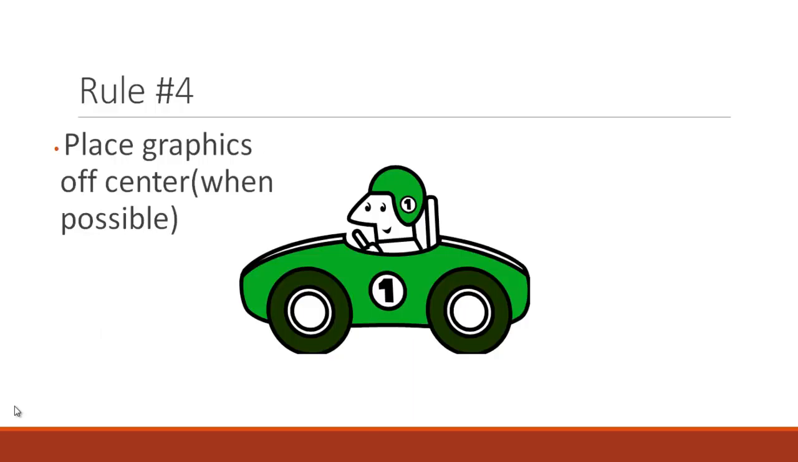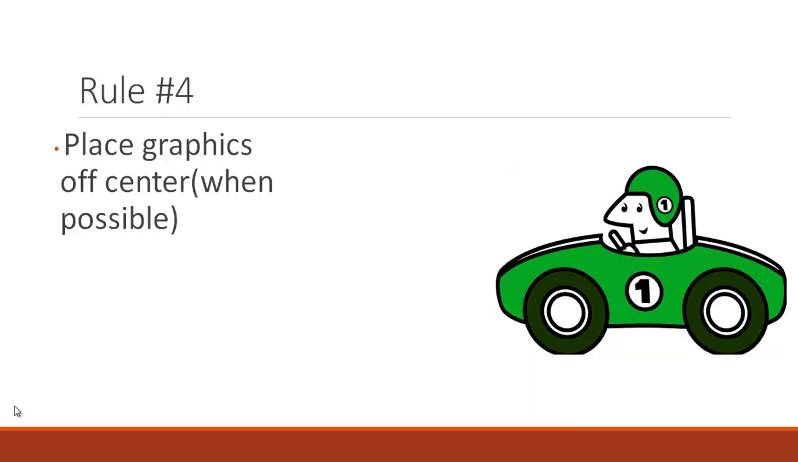Rule number four, you want to place graphics off center when possible. Every time you put a graphic right there in the middle of the screen, it may actually look better if you move it a little bit to the right or to the left so that the information can flow a little bit easier. Instead of having to make the text surround that graphic, you can make the text align to the left or to the right and put the graphic a little bit to the side. You don't want it to be right in the center.